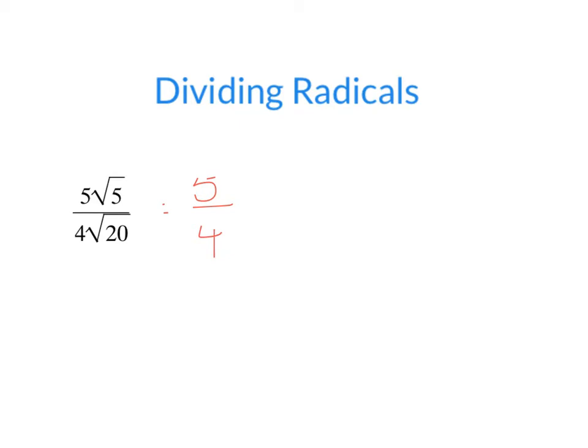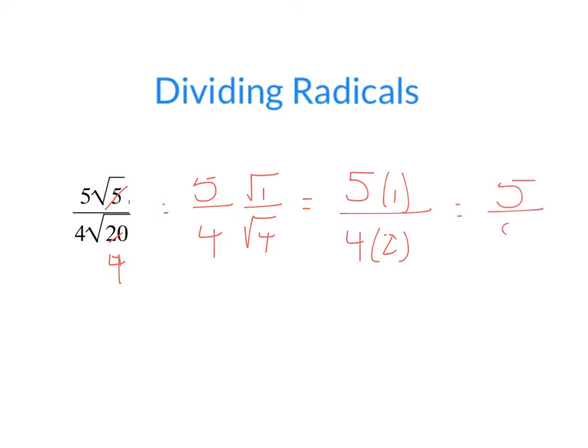And then I'm going to try to divide my insides. This 5 and 20, they both go into 5. This would become a 1, and this would become a 4. So I'm going to replace this with a 1 and this with a 4. So really what I have is the square root of 1 over the square root of 4. Okay, so the square root of 1 is just 1, so 5 times 1. And then the square root of 4 is 2, so 4 times 2. So I'm going to have 5 over 8 as my answer, because my bottom is 4 times 2.